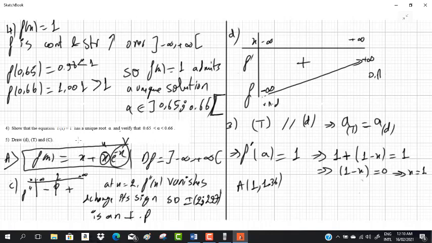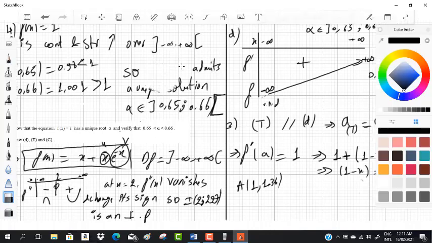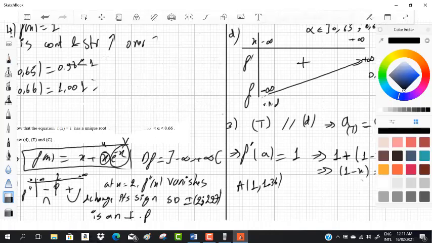T is the tangent and D is the oblique asymptote. I have the point I, 2.27, which is an inflection point. Before it the curve is concave downward, after it concave upward. And f of x equal 1 has a unique solution alpha between 0.65 and 0.66. The table of operations is what lets me draw the curve.